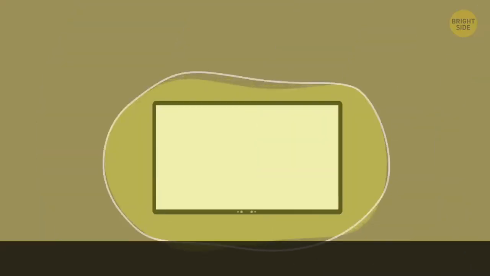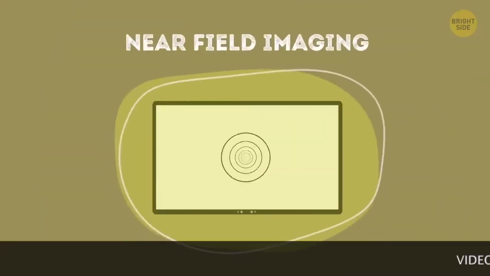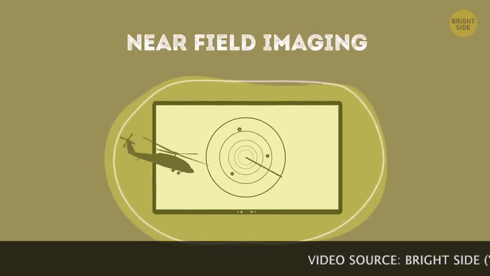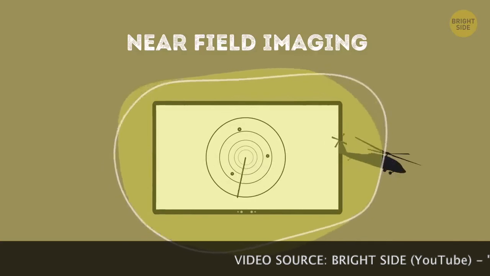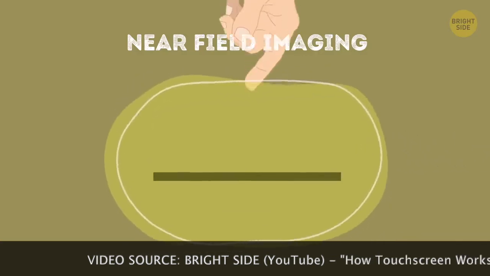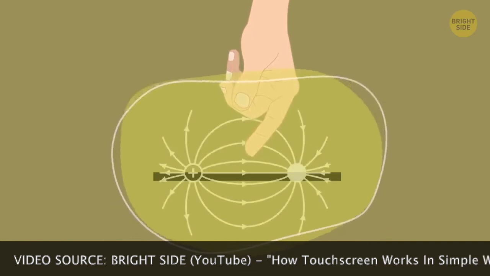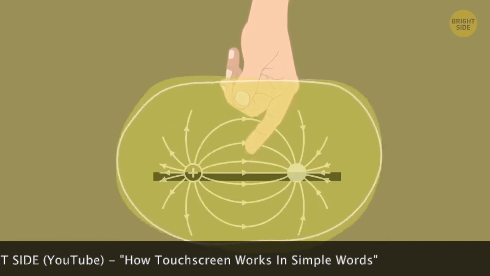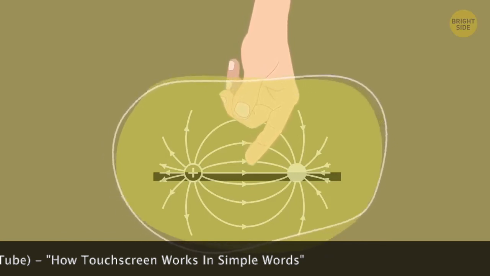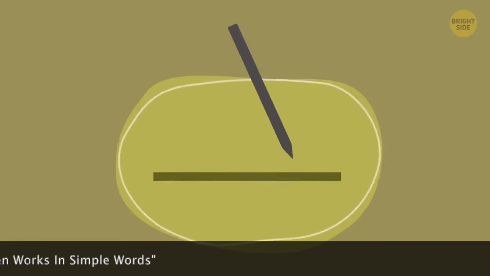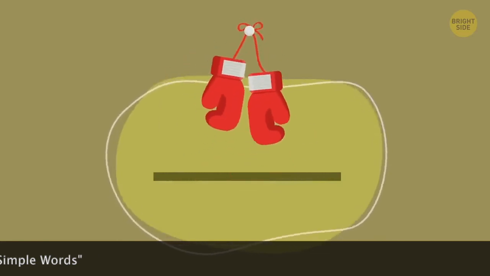One more type of touchscreens, called near-field imaging, is so tough that it's suitable for the most challenging environments. That's why it's widely used in the military. When you move your finger closer to the screen, you change the glass screen's electric field. As a result, it immediately recognizes your touch. Such technology allows you to control the screen with the help of a pen, stylus, and even while wearing gloves.